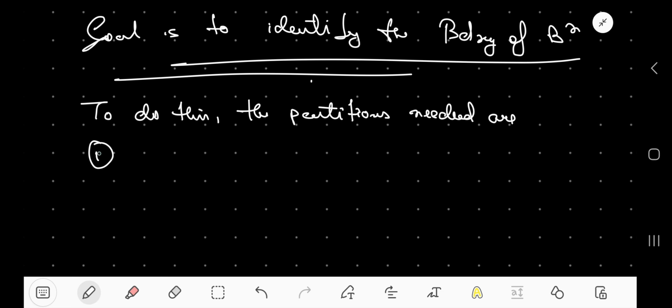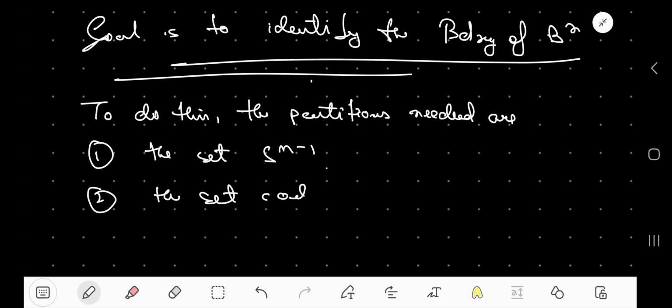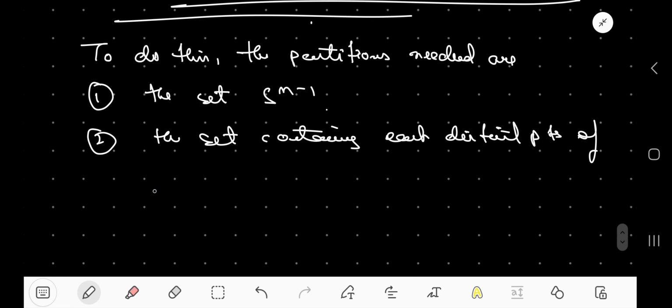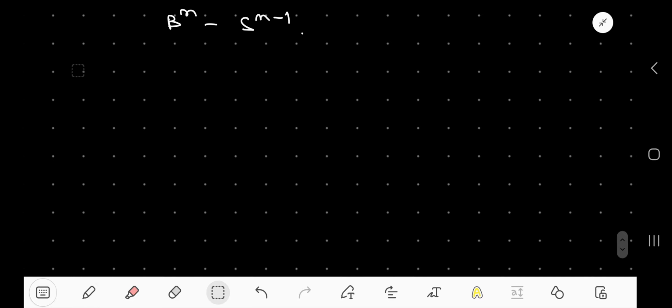So I just need to identify the boundary, right. So the set Sn minus 1. One subset of the partition will be the boundary of Bn, which is Sn minus 1, and all the other points except Sn minus 1 will be the sets containing each distinct point of Bn minus Sn minus 1, right. This part is pretty obvious to understand. Now let us go via a visualization example.